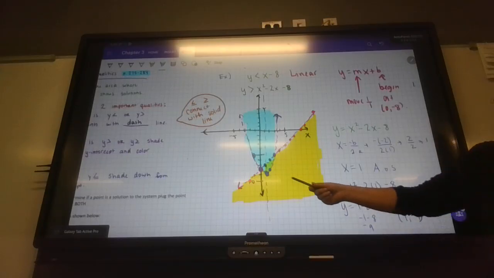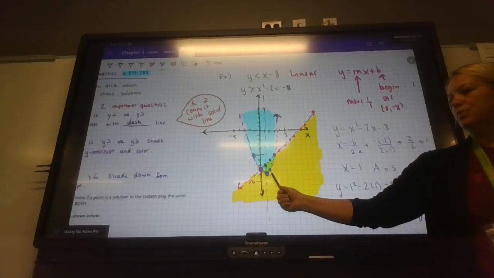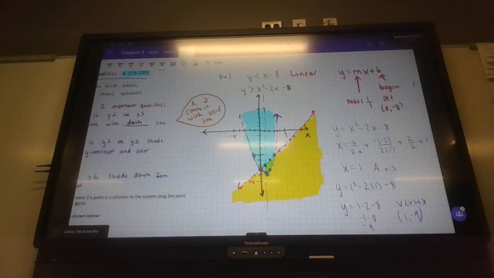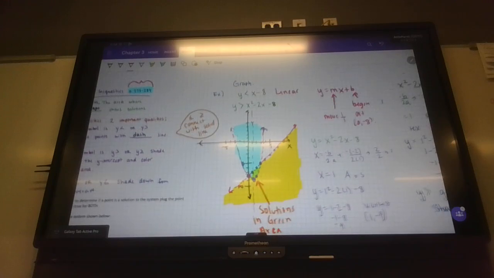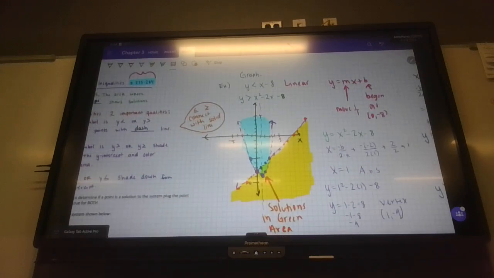Now, this tiny little area where the yellow and the blue overlapped, that's where the solutions lie. And that's the gist. Two graphs in one place, find where they overlap.